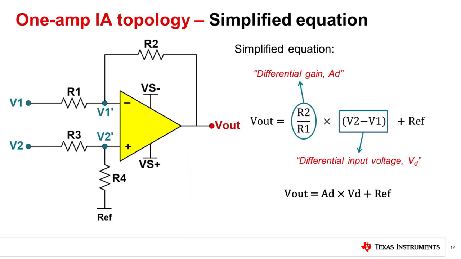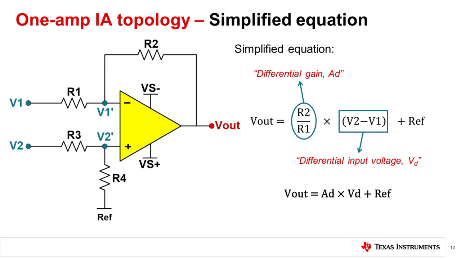In order to simplify the transfer function of this circuit, we can match R1 to R3 and R2 to R4. The general equation from the previous slide simplifies to Vout is equal to R2 over R1 multiplied by V2 minus V1 plus the reference voltage. V2 minus V1 is the differential input voltage Vd, and R2 over R1 is the differential gain of the circuit, Ad. This should look familiar to the general IA equation from previous lectures.